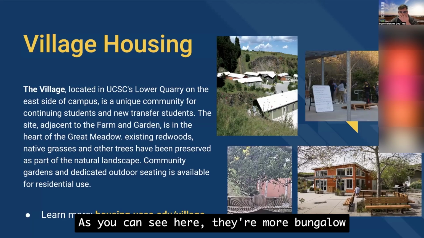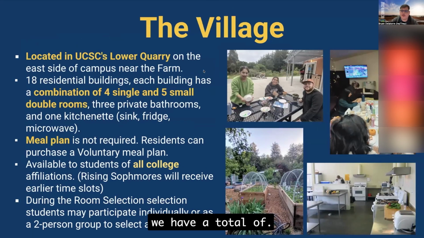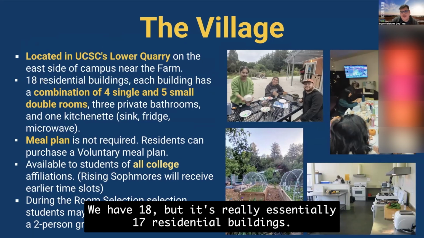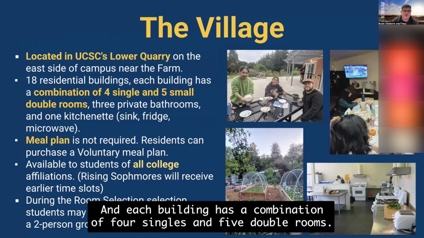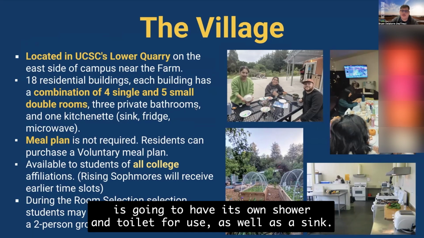As you can see here, they're more bungalow style buildings. So we have a total of 17 residential buildings. At the fix that we have 18, but it's really essentially 17 residential buildings, and each building has a combination of 4 singles and 5 small double rooms. There are also 3 private bathrooms in each building, so each bathroom is going to have its own shower and toilet for use, as well as a sink.